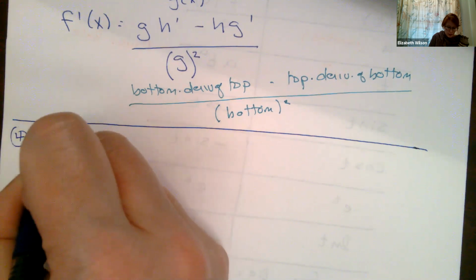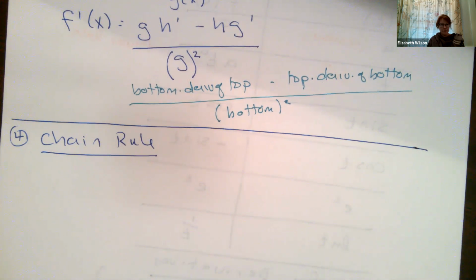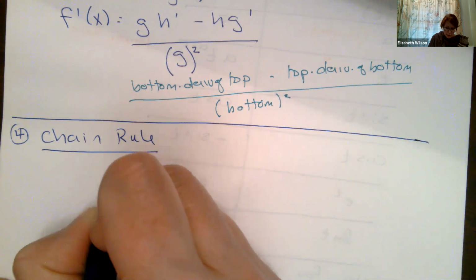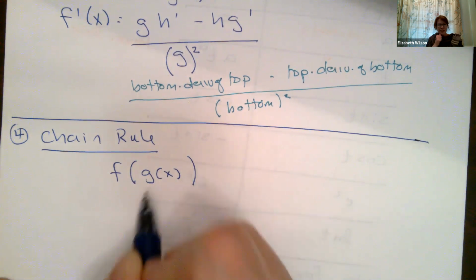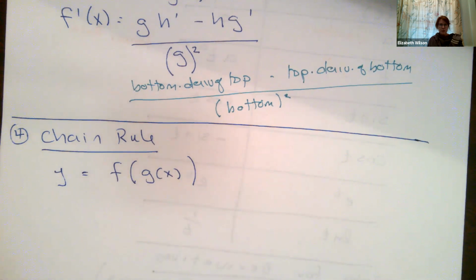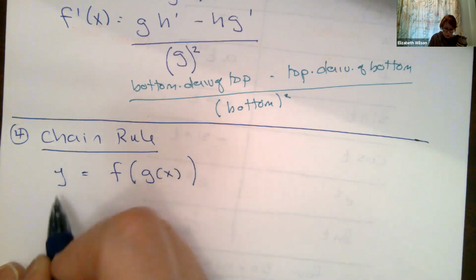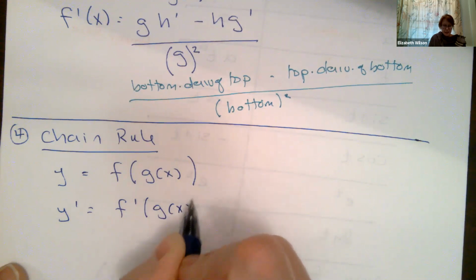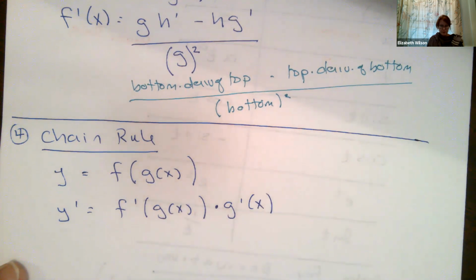Chain rule, I snuck that in on one of the examples. Now we're going to tell you what it is. So chain rule happens when I have a function that's inside of another function. So imagine that I had f of g of x, right? Let's call this y equals. When I go to take that derivative, I have to take into account the derivative of the inside function too. So my derivative is going to be f prime of g of x. So I take the derivative of the outside function times the derivative of the inside function.